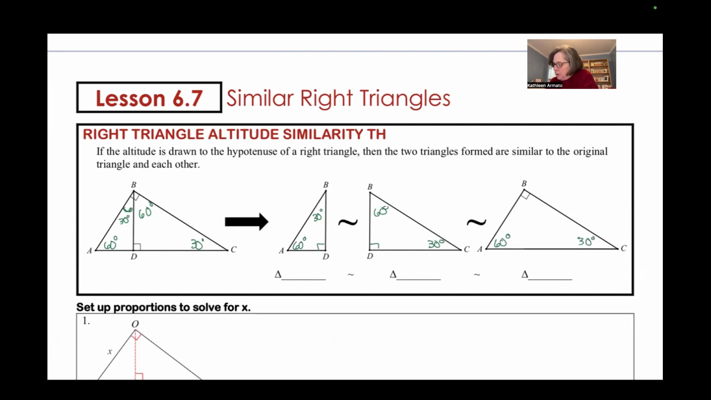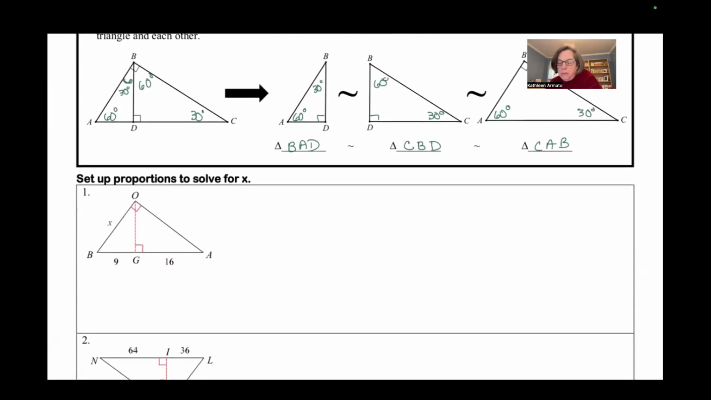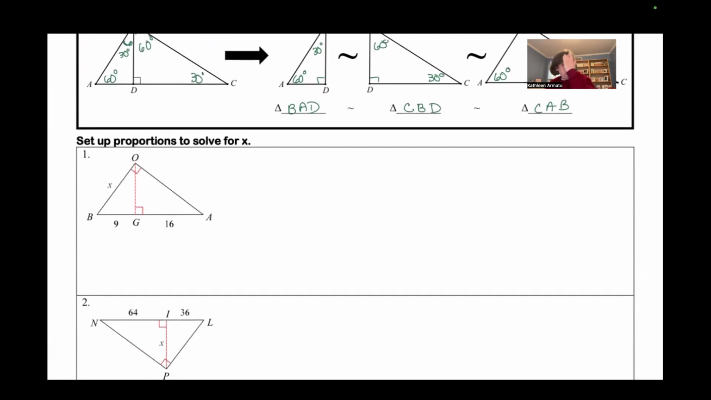Okay. So if I do the 30, 60, 90, triangle BAD is similar to triangle CBD. I'm just going from 30 to 60 to 90. Same thing over here, 30 to 60 to 90. So that would be triangle CAB. All right. So the fact that these triangles are all similar allows me to find some missing sides using proportions.